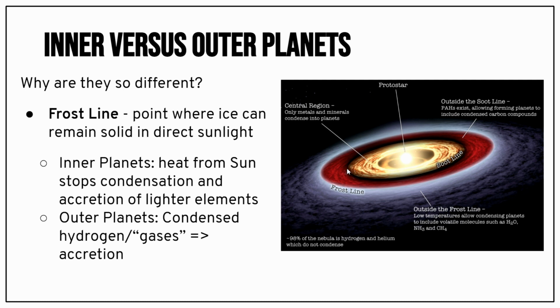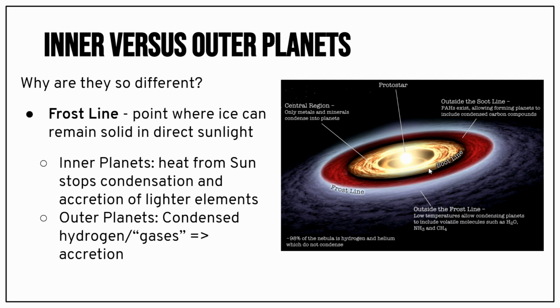Once you get past that soot line, now you're in this red area, and now we're able to start getting lighter and lighter elements. So this is where most of our planets live, is in this red area. Once you hit out here in the frost line, we can start having lower, lighter elements condensing. So as we approach that frost line, you're going to start having the gas giants form out here.